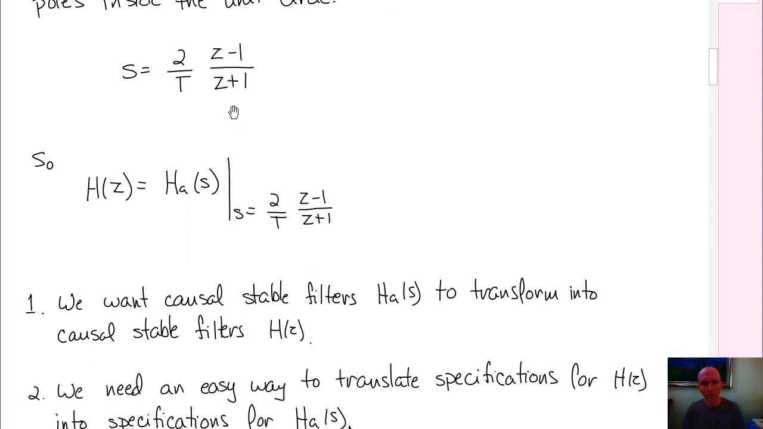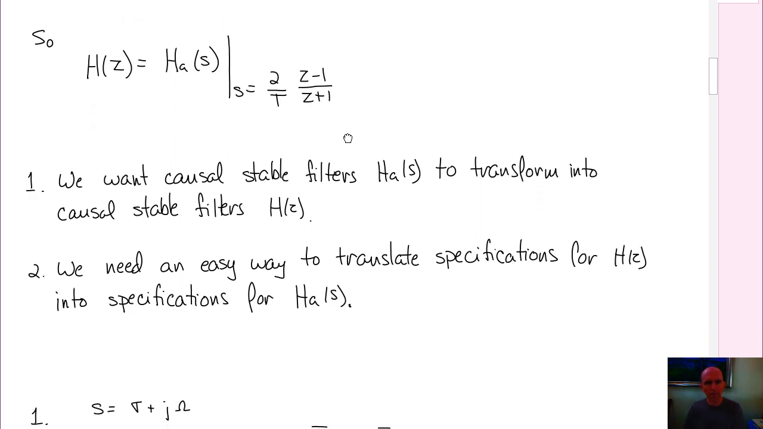So the transformation is this. The transformation is just substituting s = (2/T)(z - 1)/(z + 1). And so H(z), our discrete filter, is just going to be the filter we designed in analog, making this substitution. Now, although we're not going to derive this substitution, we are going to show that it works very nicely. The first thing is what I just said. We want causal stable filters to translate into causal stable filters in the digital domain.